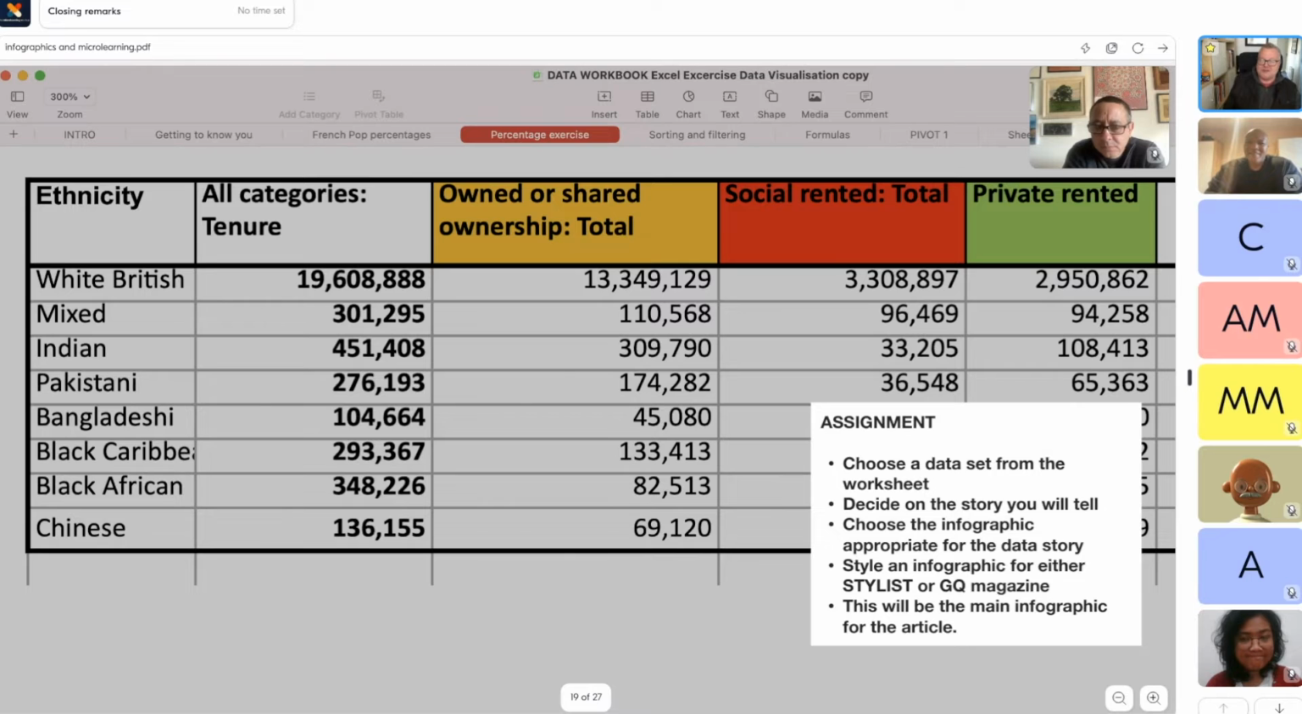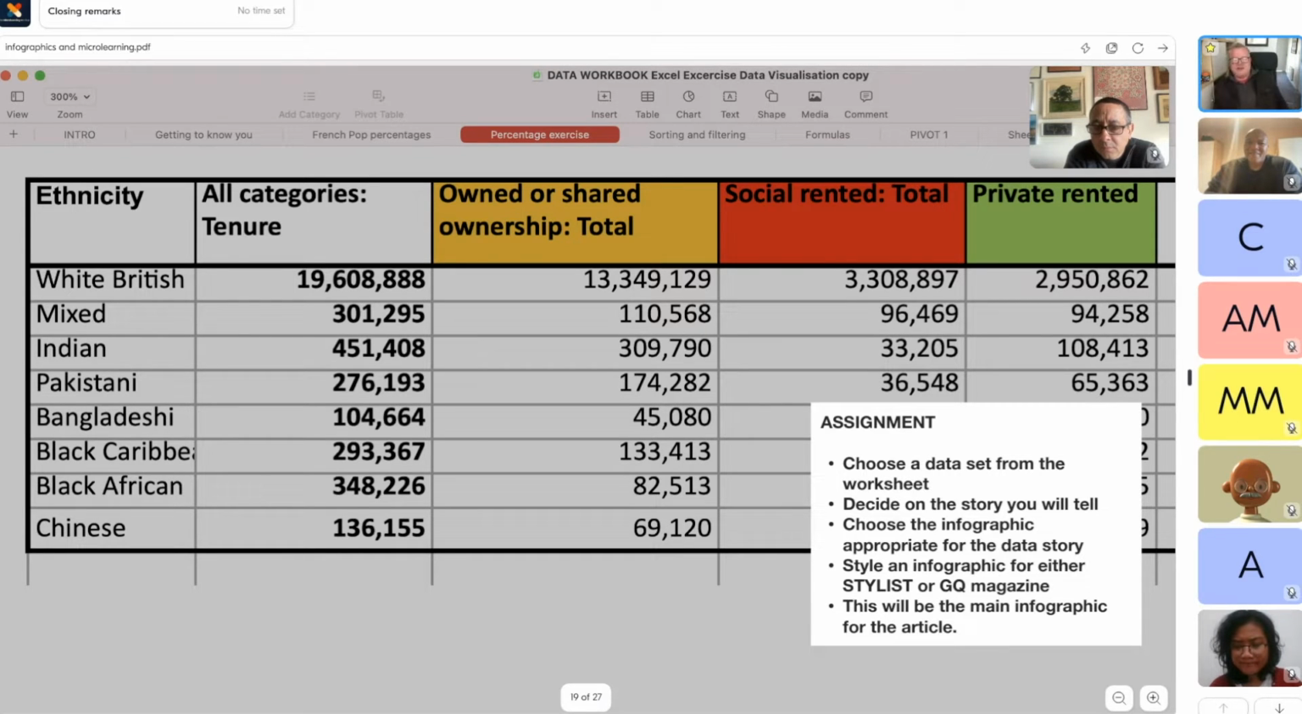My challenge was to choose the data that I wanted, decide on a story, and then choose an infographic appropriate for that story, and then deliver it in the style for a magazine, either Stylist magazine, which is predominantly read by young women in the UK between 15 and 13, or GQ magazine, which is read by men between the ages of 20 and 35.